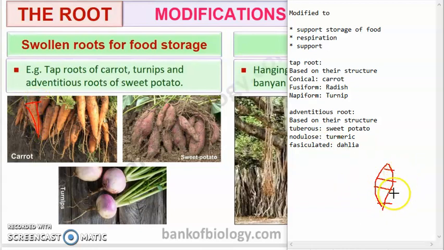But here in the case of fusiform structure, radish is the example. In radish we see that the middle portion is broad and both the ends are taper. That is, this end and this end both are taper. Taper means their size will be smaller. Okay, and then comes the next part, which is the napiform. It is seen in the root of the turnip.